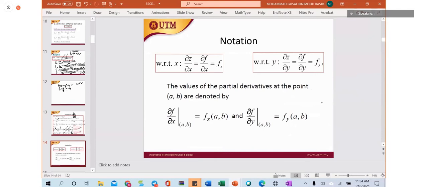Yes, it's the same. Differentiating with respect to x at this point means you have to differentiate first, and then you put in the point given. Same for differentiating with respect to y at this point. So we can write it like this. So don't get confused.